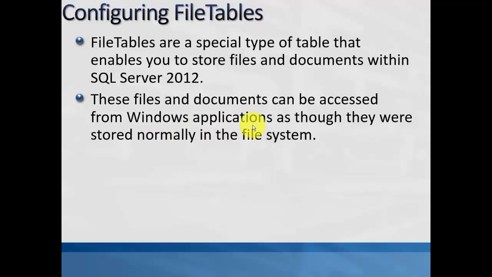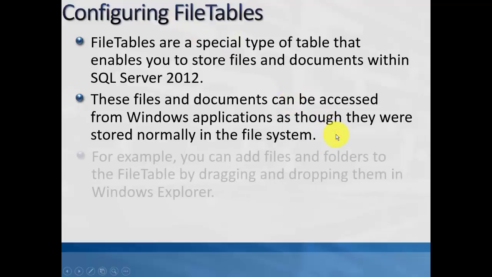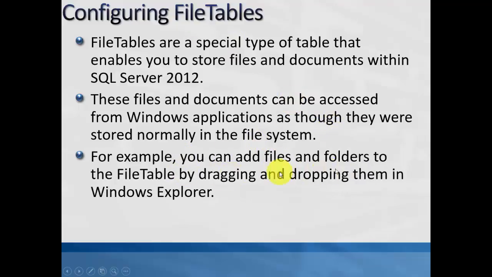There was that option that from FileStream we can manually save the files, but when you configure file tables, the Windows applications, once connected with the SQL server, can use this file table to save all the data that the application automatically can save. So that's the difference between when we configure FileStream and when we configure file tables as well. Windows applications, once connected, can save files in the SQL server automatically. For example, you can add files and folders to the file table by dragging and dropping them in Windows Explorer.